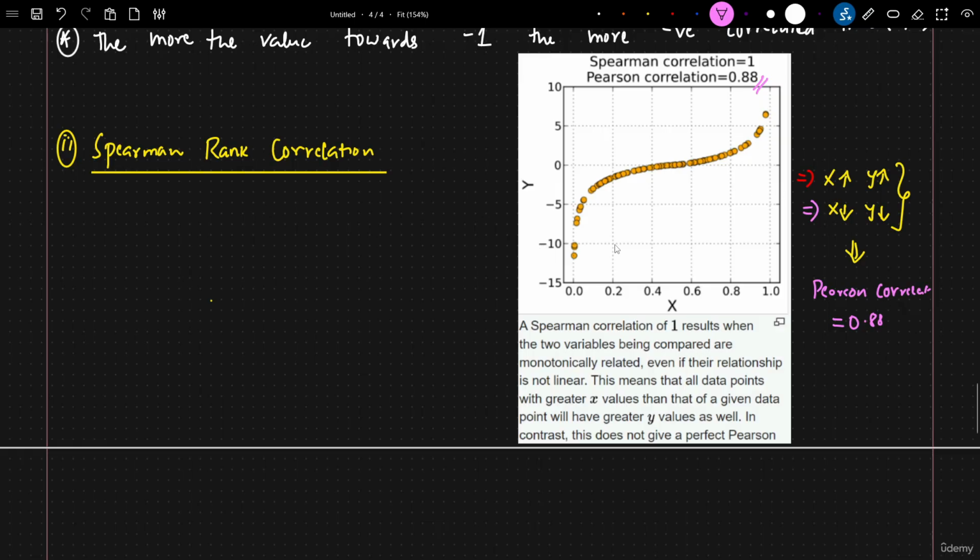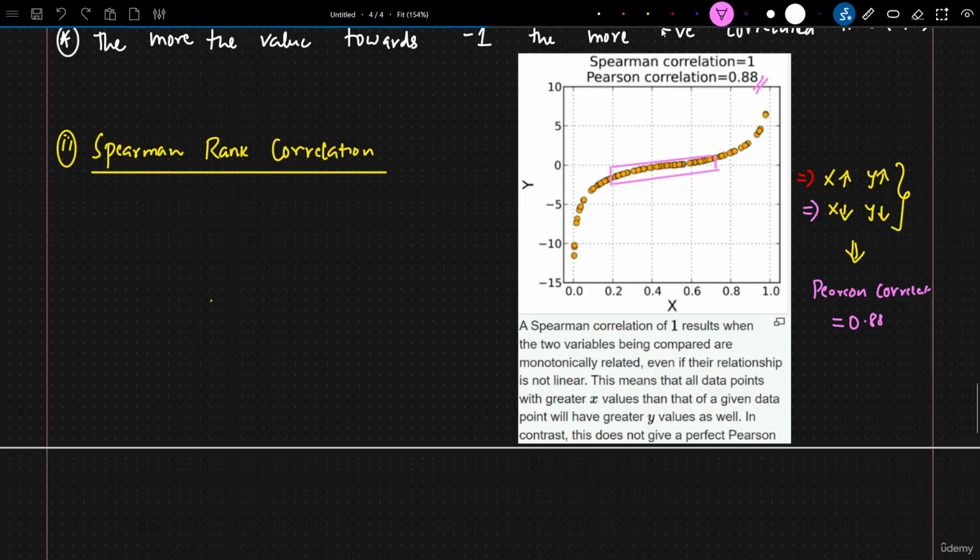X and Y are directly proportional. For every data point, when X is increasing, Y is also increasing. When X is decreasing, Y is decreasing. But over here, if you see this region, there are some data points which are increasing at a slower rate. Because of this, your Pearson correlation is coming as 0.88.